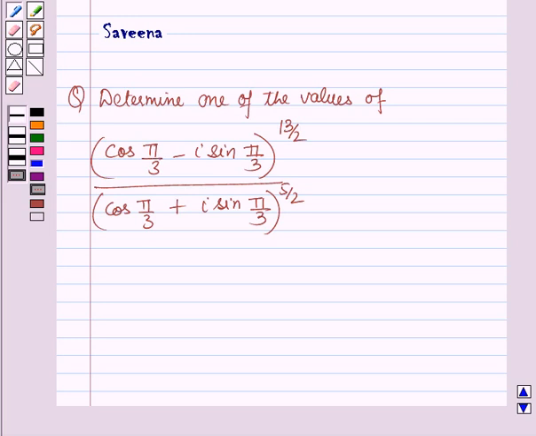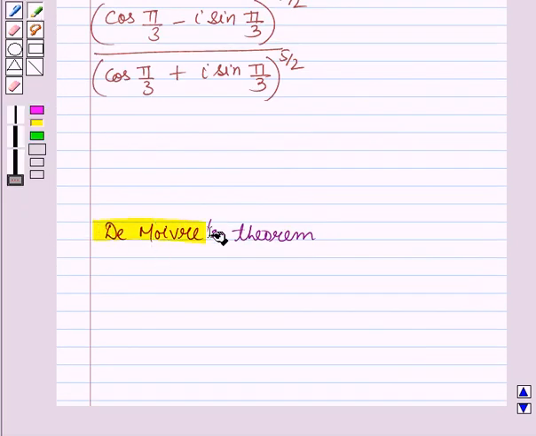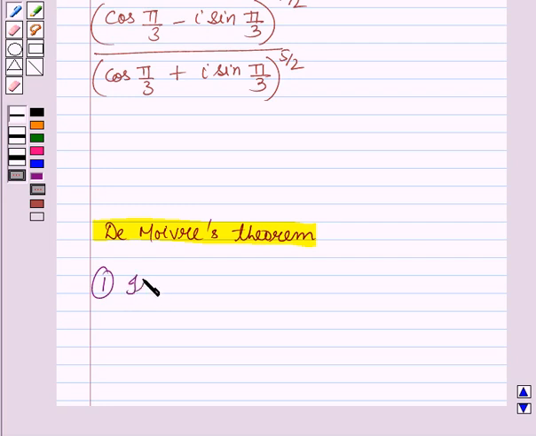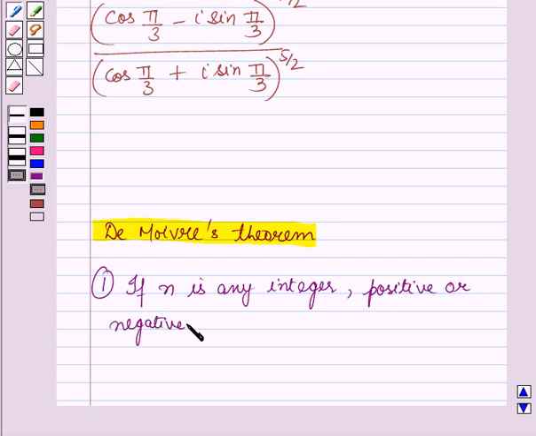Now, before starting the solution of this question, we should know a result, and that is De Moivre's theorem. According to this, if n is any integer, positive or negative, then (cos θ + i sin θ) raised to the power n is equal to cos nθ + i sin nθ.